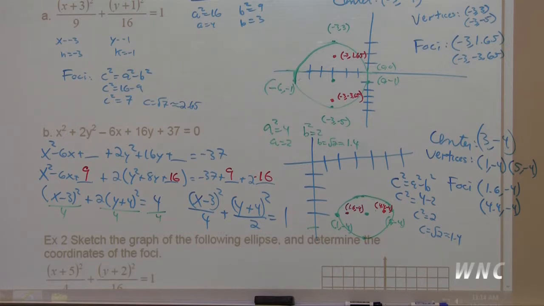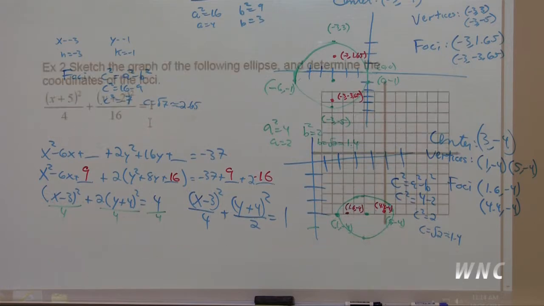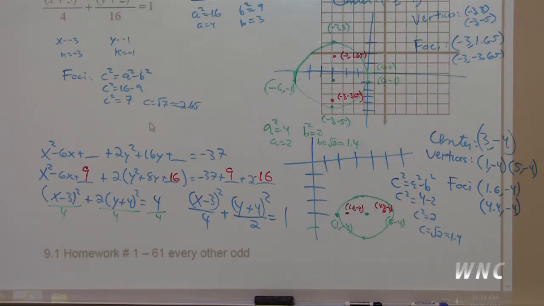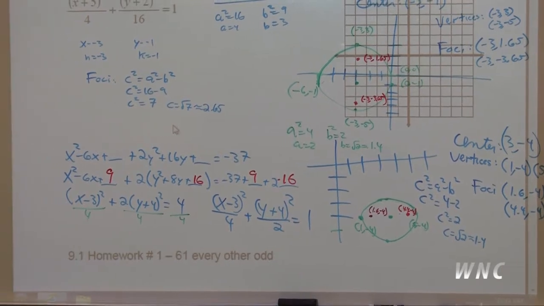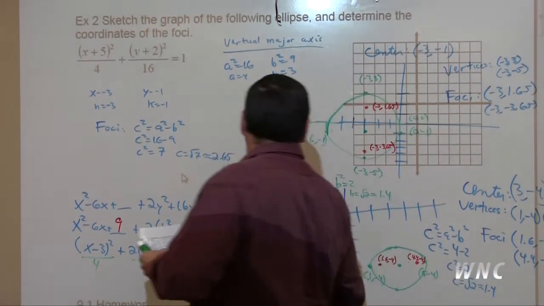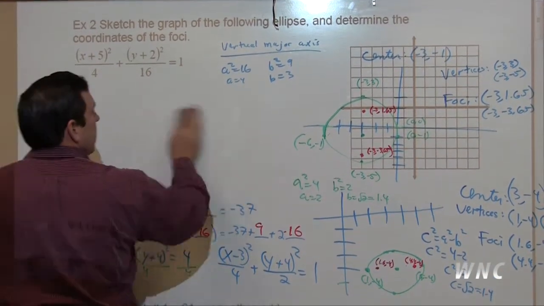Okay, feel free to pause that. We're going to move on to example 2. I'm going to clear the board. So the next one, a little easier. We just have to graph it. We've been graphing them, but we have a nice grid here to graph on this.